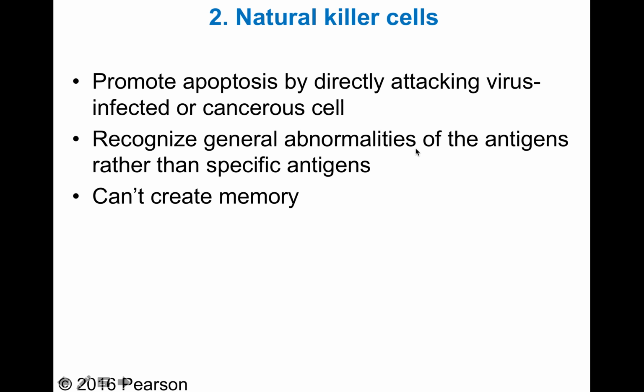Natural killer cells are cells that are promoting a process called apoptosis. This process, apoptosis, is basically cell suicide or cell death. So when a cell has been infected or damaged, typically by a virus, or is a cancerous cell that is basically not a self cell anymore, natural killer cells are going to identify these cells by identifying abnormalities on the antigen. And as a result, it's going to promote that cell to commit suicide.